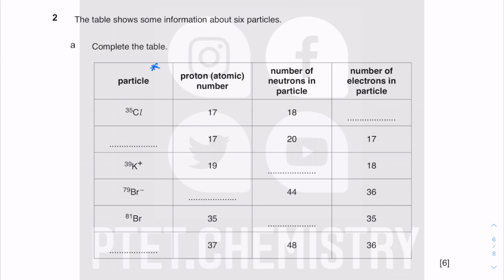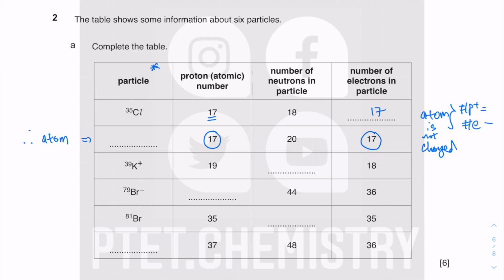So because this is an atom, for an atom, the number of protons equals the number of electrons, because an atom is not charged. Atom has no overall charge. Since the number of protons is 17, this is also 17. Here, if I want to know, is it an ion or is it an atom? I look at the proton number 17. I look at the electrons, equal. So therefore, it's an atom.